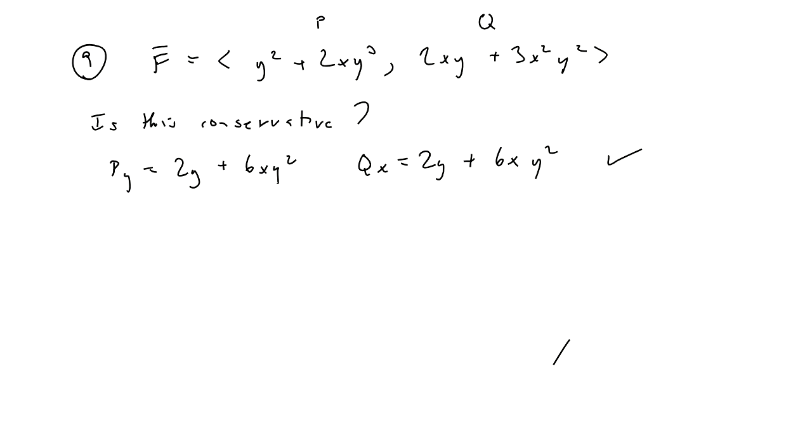Because remember, for it to be conservative, this should be the gradient of something. So in that case, the first term would be the derivative with respect to x, and the second would be the derivative with respect to y. So if we take a second derivative, P_y would be, if it's conservative, f_xy, and Q_x would be f_yx, which would be the same. So it is conservative.